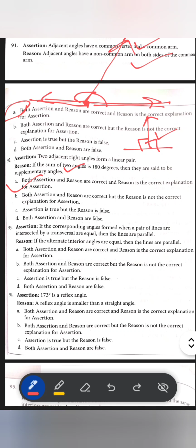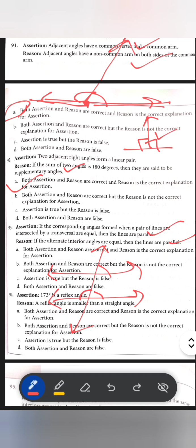Now question number 93. If the corresponding angles formed when a pair of lines are intersected by a transversal line are equal, then the lines are parallel. Yes. If the alternate interior angles are equal, then the lines are parallel. Yes, that is also correct.